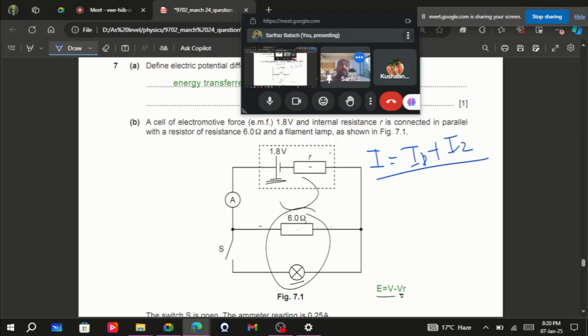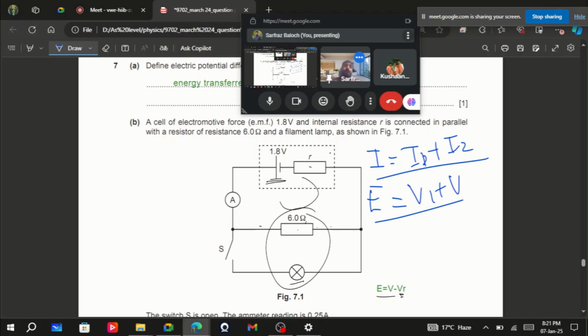And what is Kirchhoff's voltage law? E is equal to V plus IR. No, that is related with internal resistance. Actually, the algebraic sum of all the electromotive forces and potential differences in a closed circuit must be zero. This is a statement of Kirchhoff's second law. Which one, sir? The algebraic sum of all the electromotive forces and potential differences across a resistor in a closed circuit must be zero.